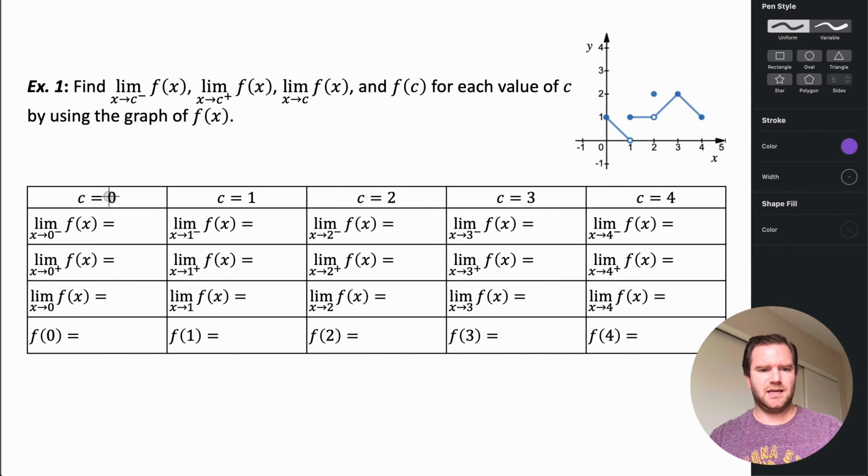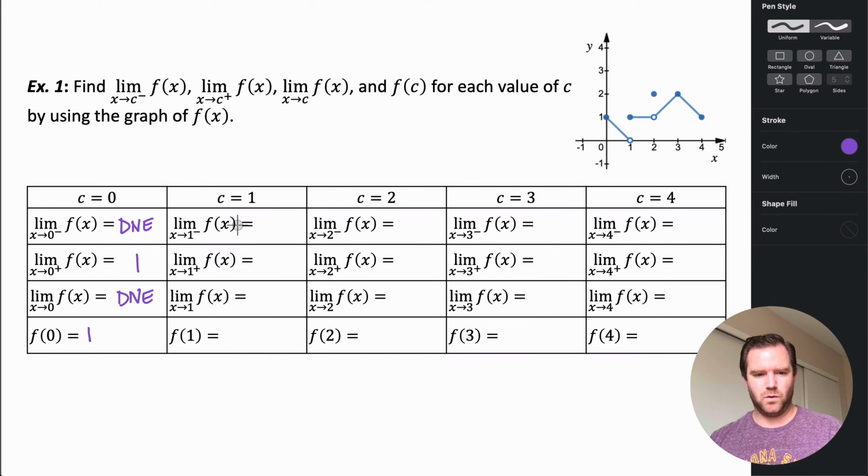All right, so when c is 0, what is the left-hand limit? Well, we don't have a graph to the left of 0, so we can say that that does not exist. We'll use DNE for does not exist. What is the limit as it approaches from the right? As we're approaching 0 from the right, my graph is going up to 1. What is my limit at 0? Well, because there's no left-hand limit, this does not exist. And then what is the value of my function at 0? It's a closed point at 1, so its value is 1.